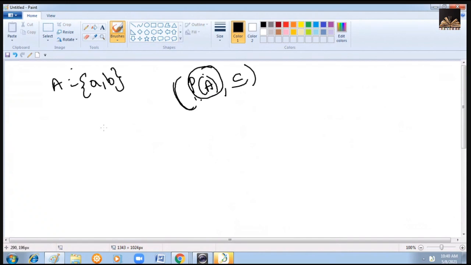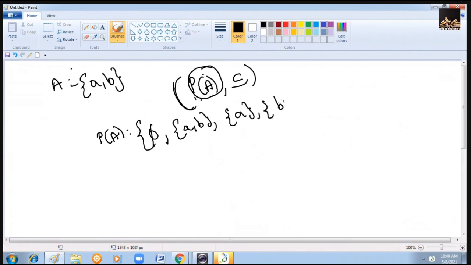So what is the power set? There are two special elements in the power set of any set: the empty set is always in the power set, and the given set itself is always in the power set. Along with these two, A is also a subset of the given set, and B is also a subset. Now, it contains 4 elements, so your Hasse diagram will have 4 vertices. First vertex is the empty set. Next vertex is A. Next element is B. And the next element is {A, B}.